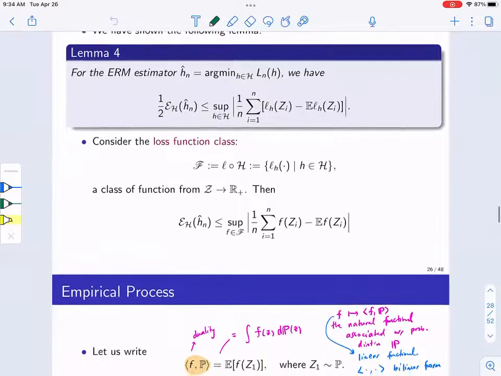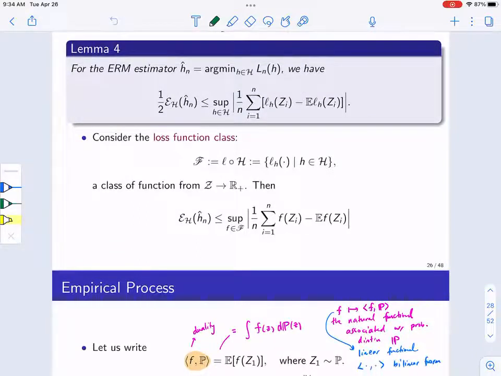Okay, so this was a result that we showed: the excess risk over a class of functions for the empirical risk minimizer h hat n is controlled by this supremum, this deviation, where this L_h, recall, let's say Z is just (X, Y), and L_h(Z) is L of h(X) and Y, something like that.